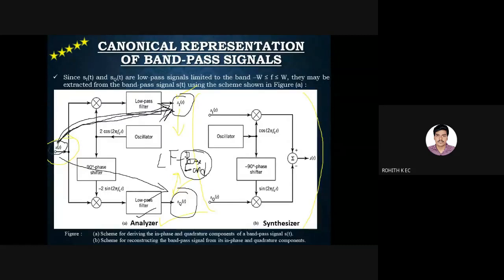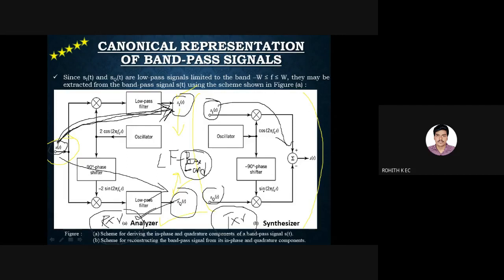So this is what we have been trying to implement using complex envelope. The same can be represented using a block diagram approach under canonical representation. Okay, so that's about analyzer and synthesizer. Typically, analyzer is used at the receiver section and synthesizer is used at the transmitter section, because as you can see, what synthesizer will do, it will take your low frequency message signals and combine them into a high frequency signal, and you'll be transmitting it via antenna, right?